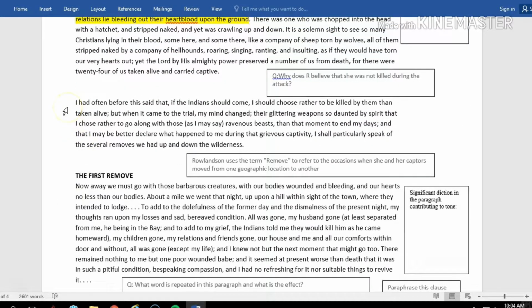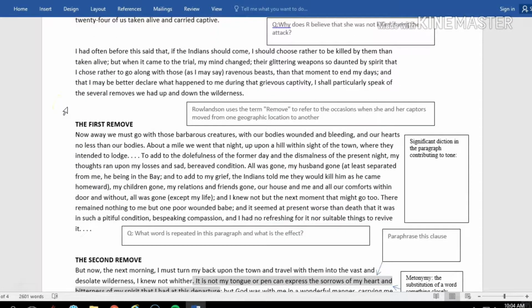Next paragraph. I had often before this said that, if the Indians should come, I should choose rather to be killed by them than taken alive. But when it came to the trial, my mind changed. Their glittering weapons so daunted my spirit that I chose rather to go along with those, as I may say, ravenous beasts, than that moment to end my days, and that I might better declare what happened to me during that grievous captivity. I shall particularly speak of the several removes we had up and down the wilderness.